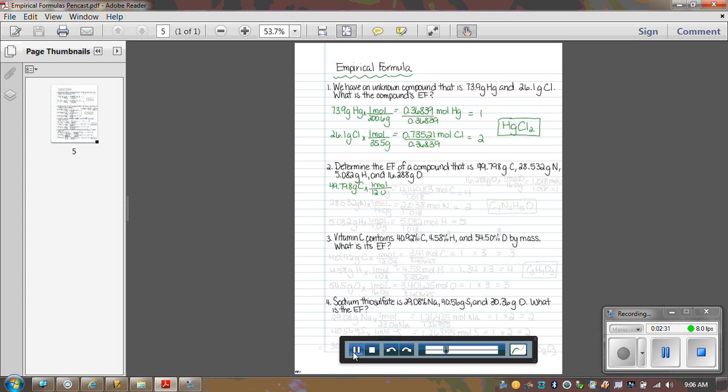We convert that using its molar mass. I get 4.14983 moles of carbon. Then 28.532 grams of nitrogen. Notice I'm not using the diatomic molar mass because this nitrogen is in a compound. When it's in a compound, it won't be diatomic. It's only diatomic when it's by itself. So that will be nitrogen. Then I'm going to do 5.082 grams of hydrogen. That one's nice and easy.